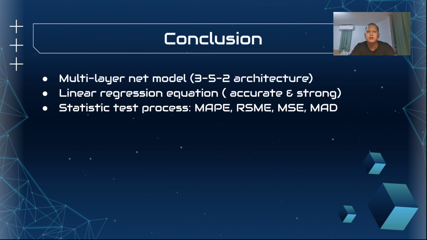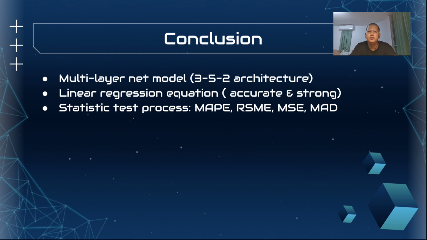For the conclusion, the artificial neural network model with the backpropagation method can be applied in predicting the temperature of the subsurface using a temperature probe with a depth of 2 meters. First, the ANN model shows that the multi-layer net model with the 352 architecture gives the most optimum result with the hyperbolic tangent function, with the values in the table above. The actual temperature and predicted temperature values are obtained by the linear regression equation.